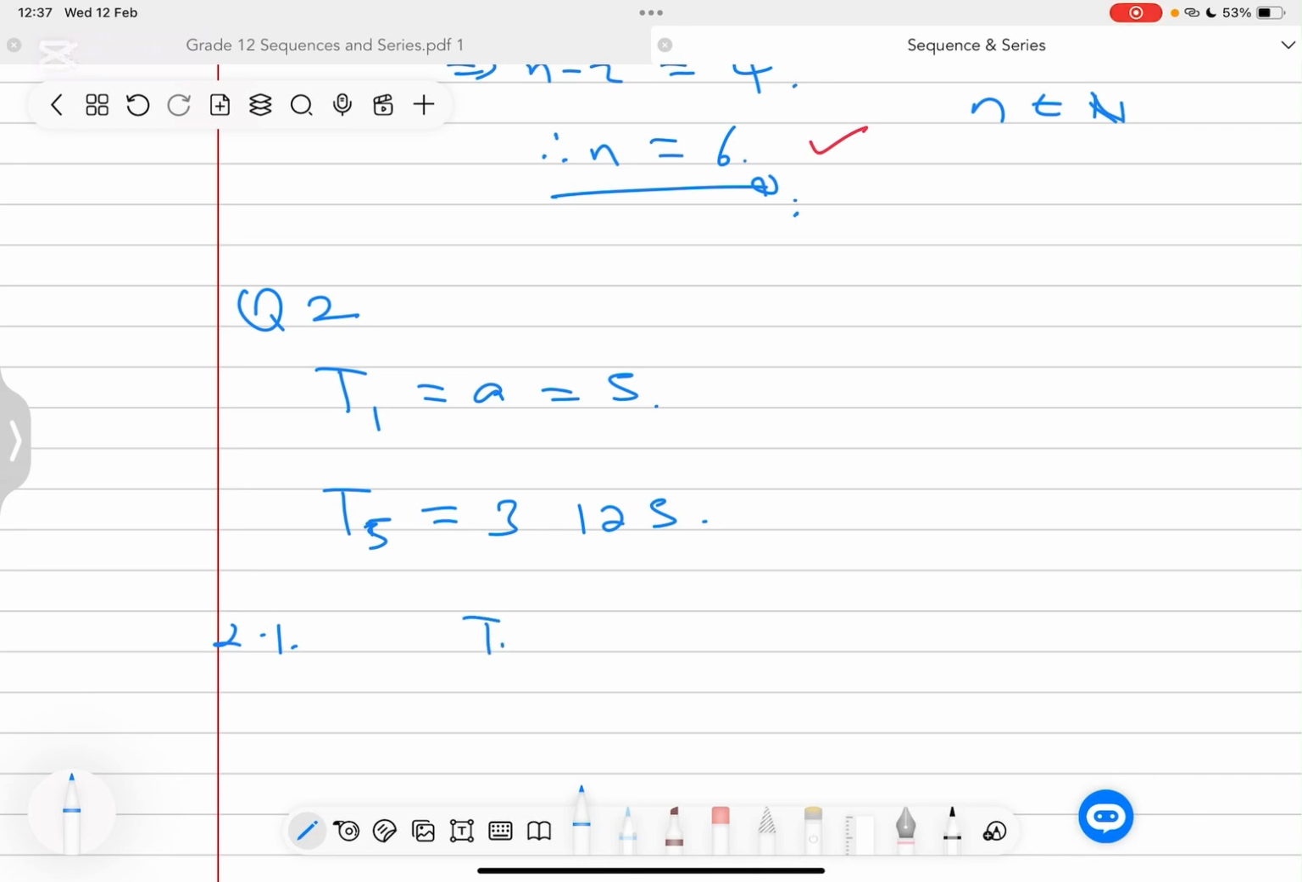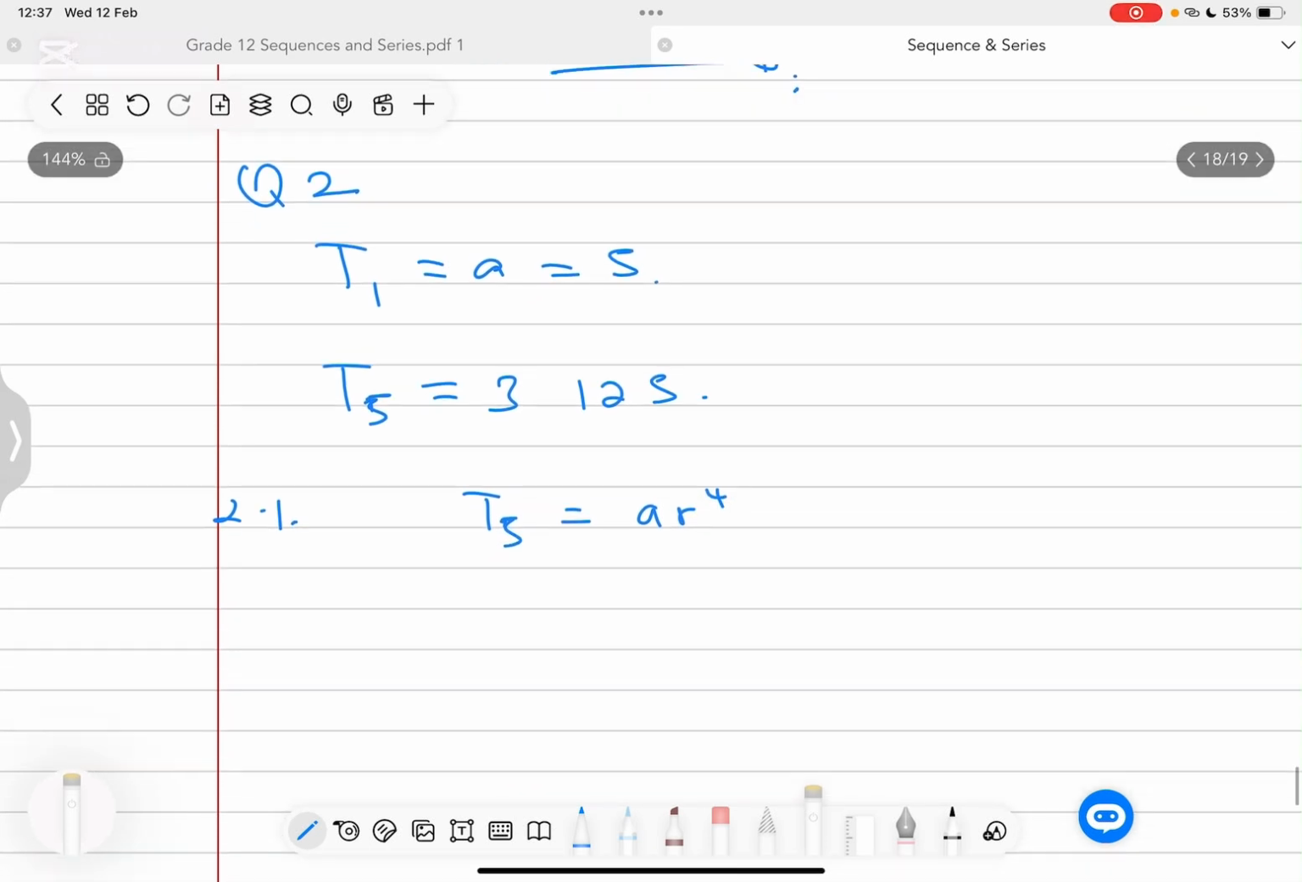We know that term 5 of a geometric sequence is given by a r to the power 4, because the exponent here should be 1 less than the number of terms. But in this case, we are saying that term 5 is actually 3,125. We're saying this is the same here. And using this formula, a here is 5, and we multiply that by r to the power 4.